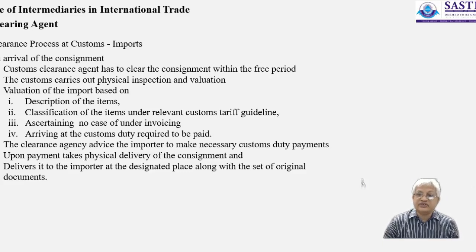The clearance agency informs these details to the importer and executes the necessary duty payments. After the payment, the physical delivery of the consignment is received and the customs clearing agent delivers it to the importer at the designated place along with the set of original documents. That is very important. The importer cannot discard those documents. He has to file them in case of future requirements.